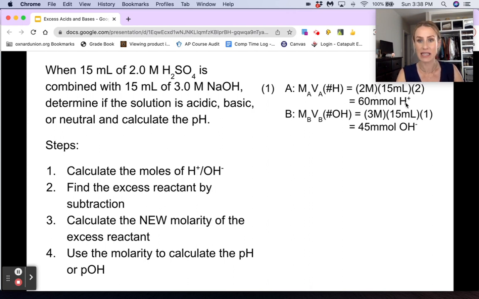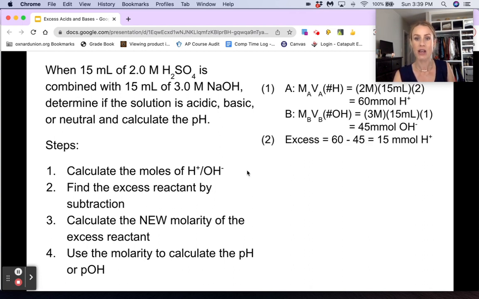So now I can already see I have more hydrogen ions, H plus ions, than I do hydroxide ions. So I already know I have an excess of those H plus ions. So therefore, this is going to be an acidic solution. I can already answer this first question, determine if the solution is acidic. It is acidic. It's not going to be basic. So my second step here is I want to find that excess reactant by subtraction. So what I'm going to do is I'm just going to subtract 60 minus 45. So I get 15 excess millimoles of hydrogen ions.